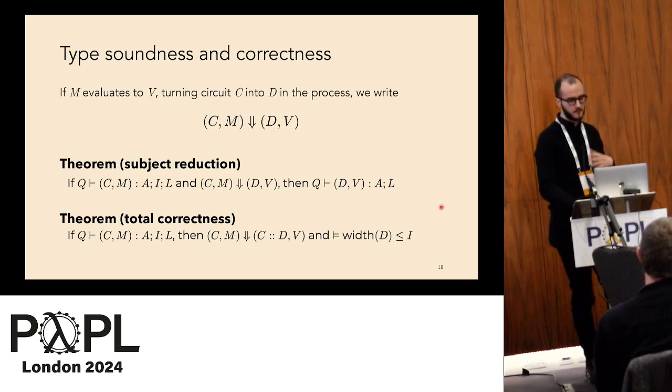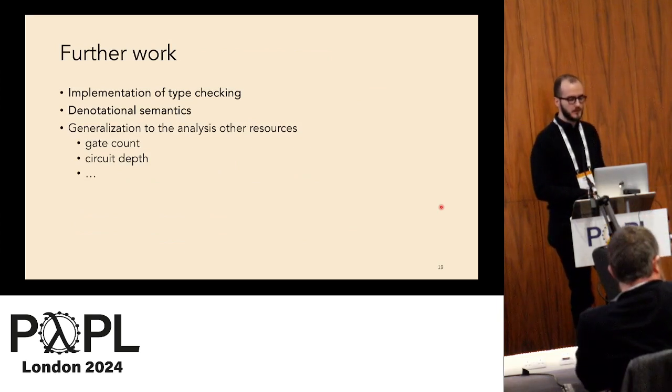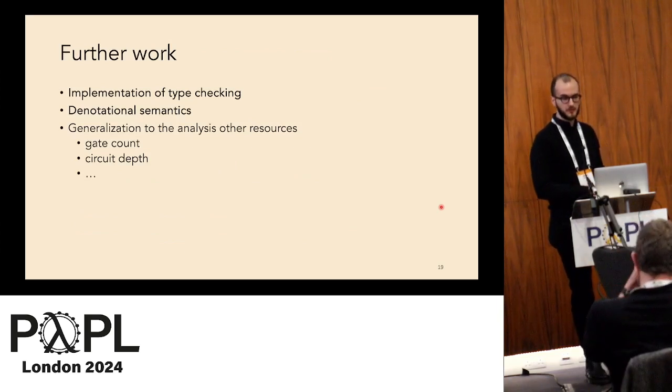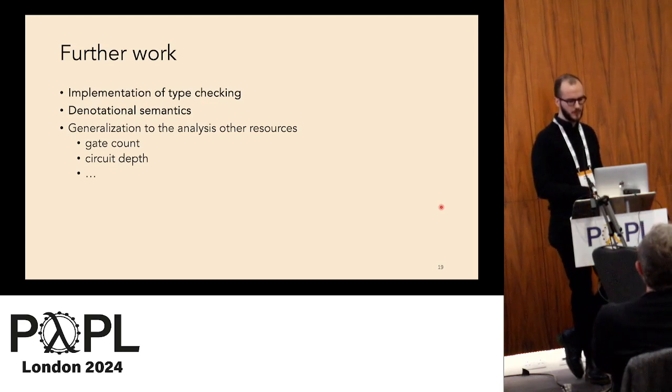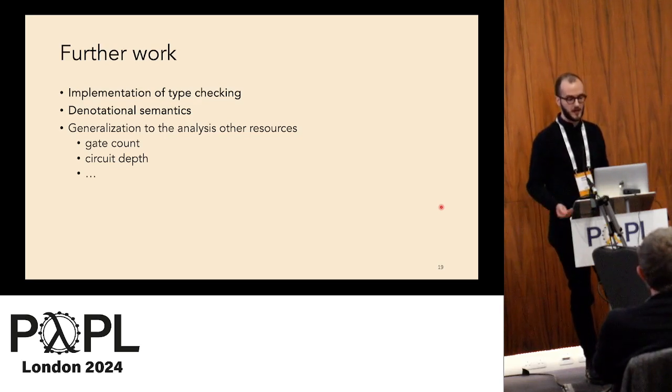All right, so that's pretty much it. As further work, we are working on the implementation of the type checking procedure for this language. And we're also in parallel working on the denotational semantics for the language, which is something that most Proto-Quipper incarnations have that we still do not have. And other than that, we would like to generalize this analysis to other kinds of resources, such as the gate count of the circuit, so its size, or the circuit depth of the circuit, or whatever.